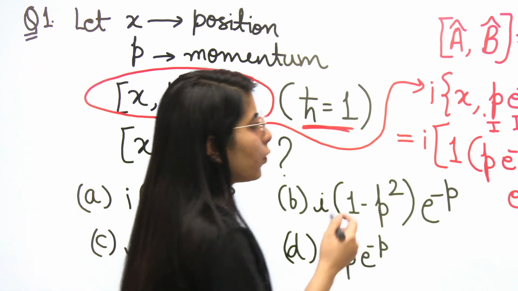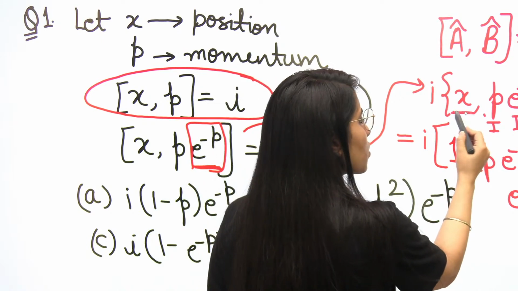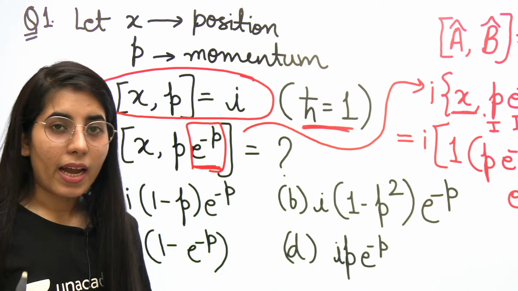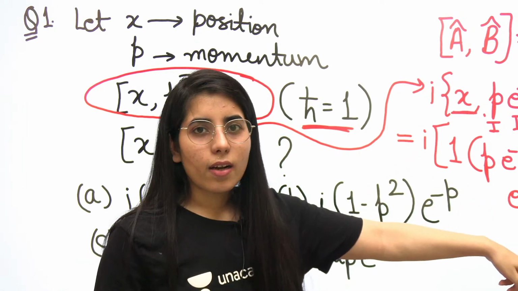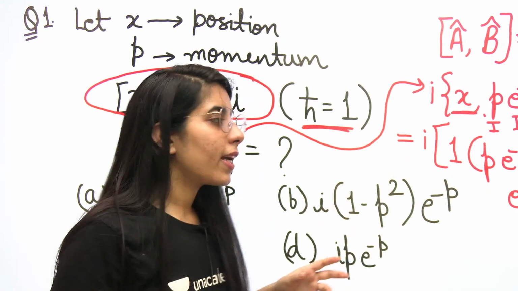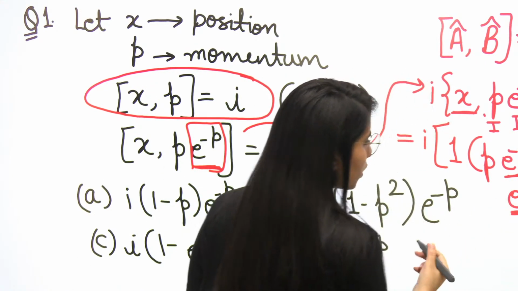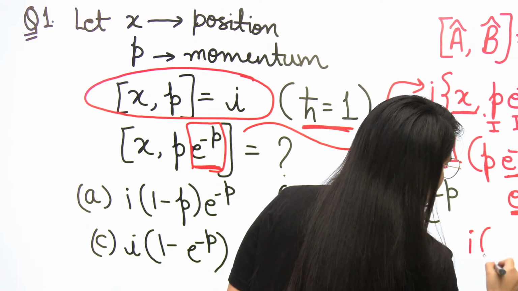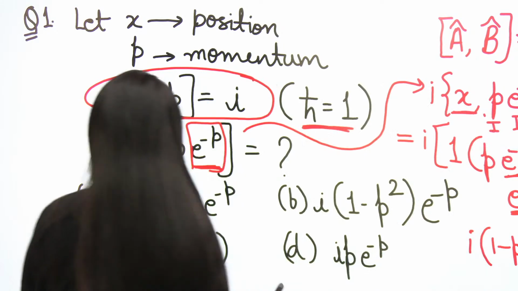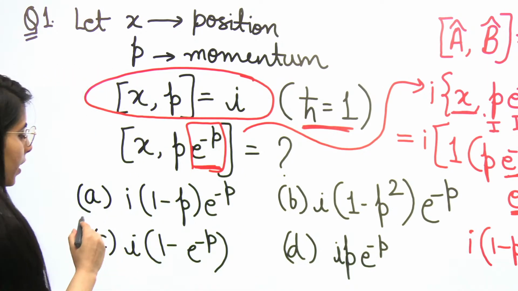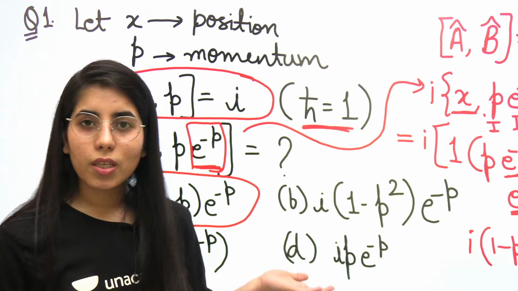Next, if you check the second part of the Poisson bracket, you have to differentiate this one with respect to p, and it will give you 0. So you don't need to write any other term except this one. Finally, you can take e to the power minus p common from here. So what you will get? i times (1 minus p) e to the power minus p. And this expression is in option A. So this is the right answer for the question given to you.